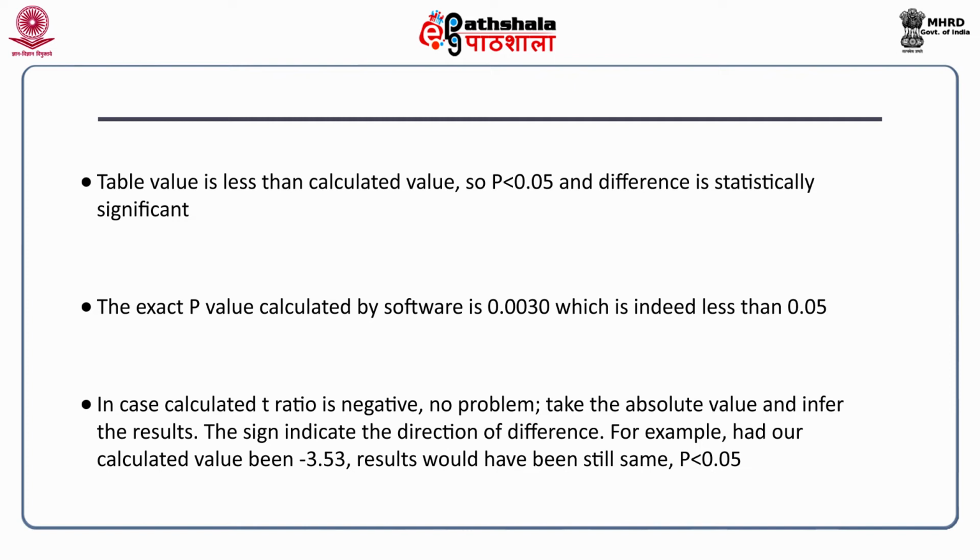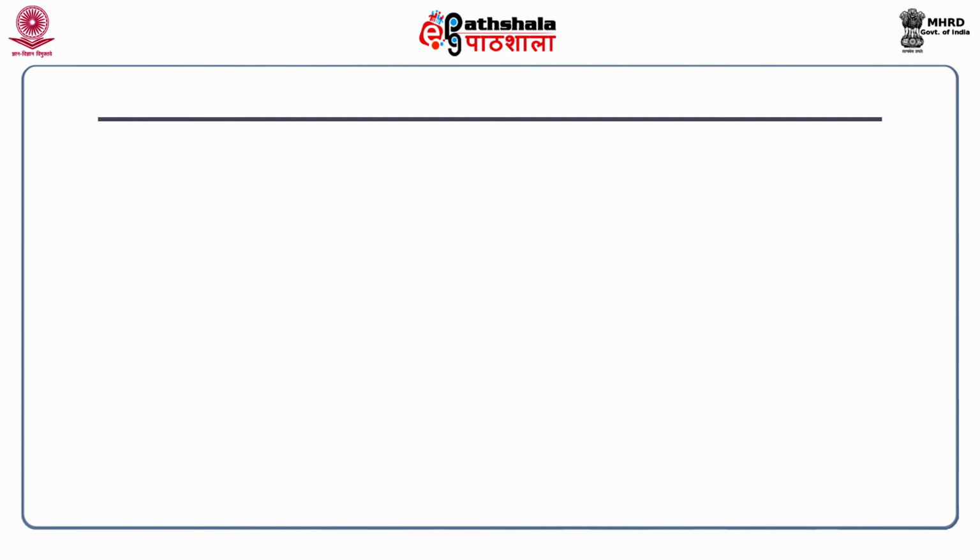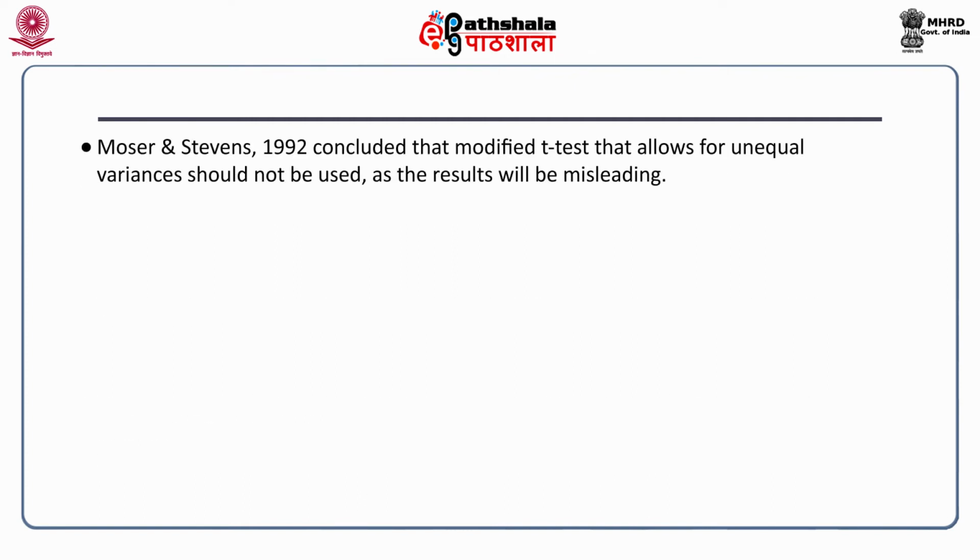For example, had our calculated value been minus 3.53, the results would have been still the same. The p-value would still have been less than 0.05 and the result is still significant. But remember the following points. Moser and Stevens in 1992 concluded that the modified t-test that allows for unequal variances should never be used, as the results will be misleading.